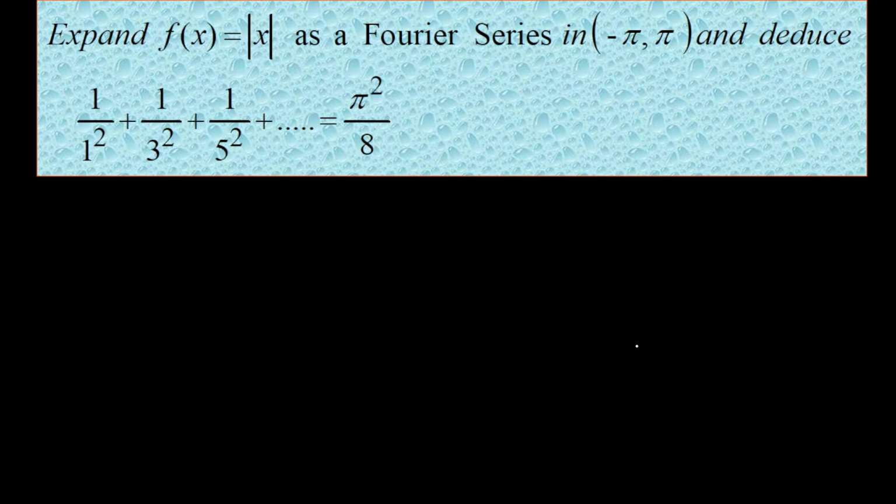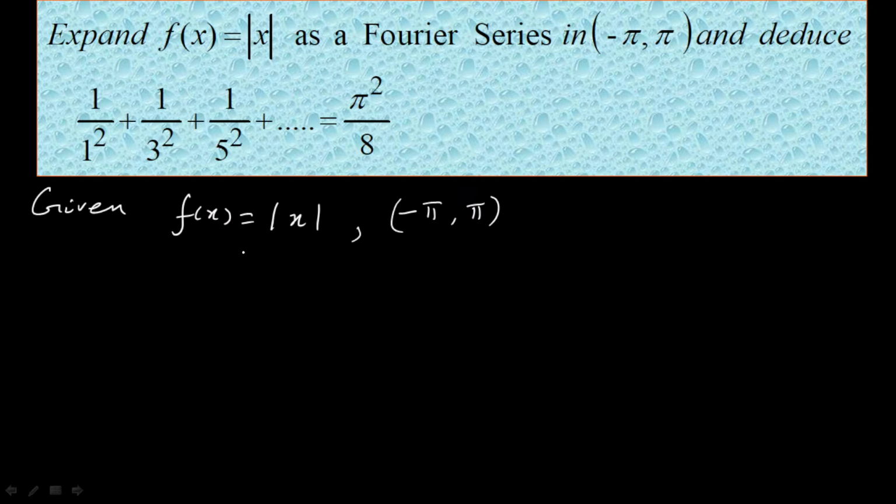Expand the given function f of x, that is mod x or absolute x, as a Fourier series in the open interval minus pi comma pi, and deduce this series. So first we have to find the Fourier series representation of the given function f of x equal to absolute x or mod x. That is, the given function is f of x is equal to mod x, or you can write it as absolute x. You have to write the function along with the interval. The function is defined in the interval minus pi comma pi.